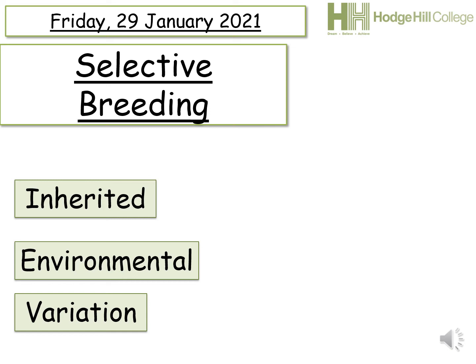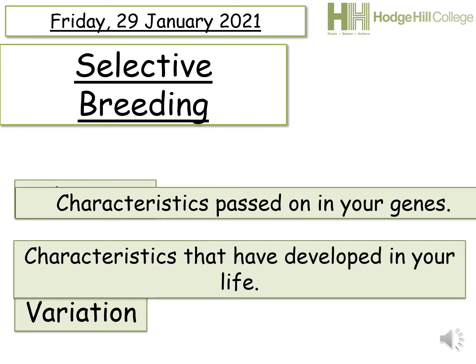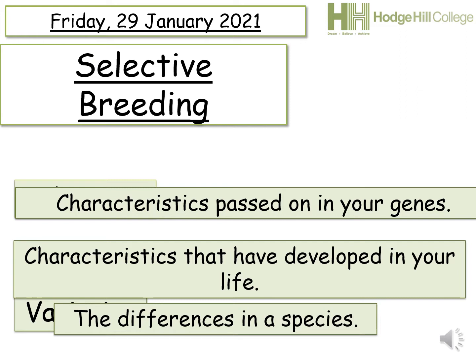In today's lesson, you will be looking at selective breeding. In order to do this, you need to know the definitions of the following key words. Inherited. This is when characteristics are passed on in your genes, so you inherit them from your parents. Environmental. These are characteristics that you have developed in your life, and this is from the environment. Variation. This is the differences in a species.